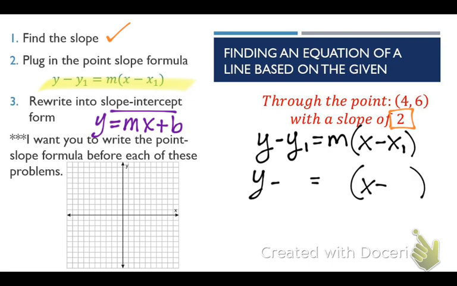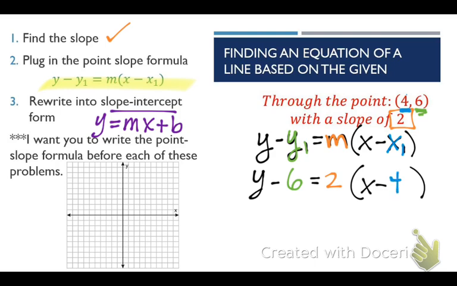So what I've written in black is not going to change. So you're not going to plug in anything here or here. But what we are going to plug in is y1. We'll start with that. So that means the y of the coordinate they gave us. So what is the y they gave us? 6. So we're going to plug in 6. We'll plug in our slope, which they said was 2. And then we'll plug in the x of the coordinate they gave us, which is 4.